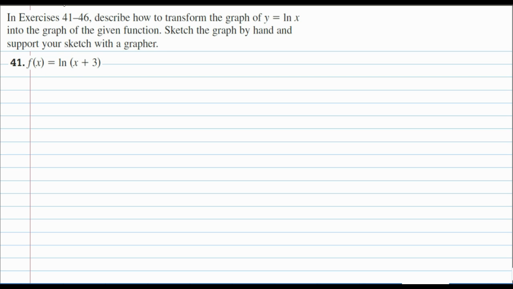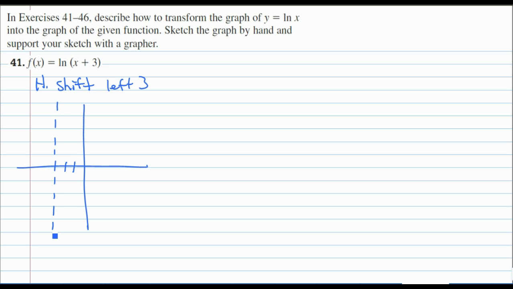Well, I see that f of x equals the natural log of x plus 3. The basic function is y equals natural log of x. The only thing that's changing is we're adding 3 to the input, which is going to create a horizontal shift left 3. So instead of a vertical asymptote at x equals 0, I have a vertical asymptote at x equals negative 3. Instead of the x-intercept at 1, 0, I'm going to move it 3 left: 1, 2, 3. So it's at negative 2, 0.